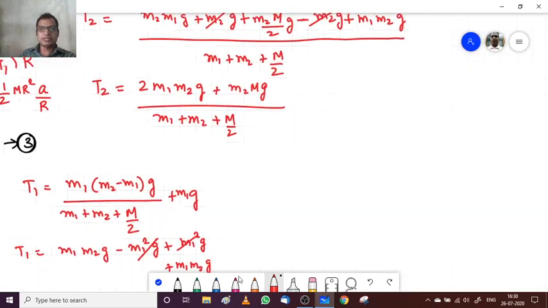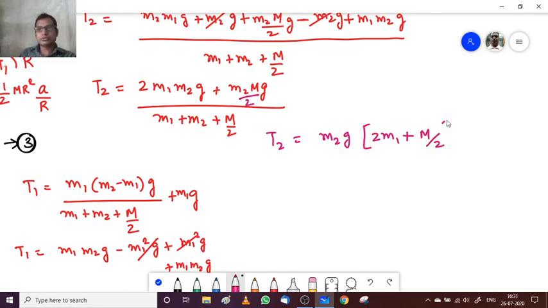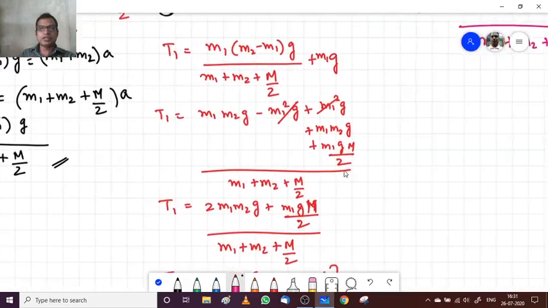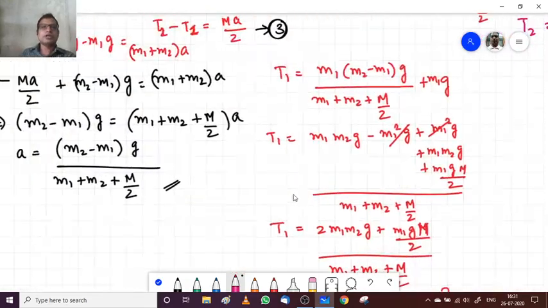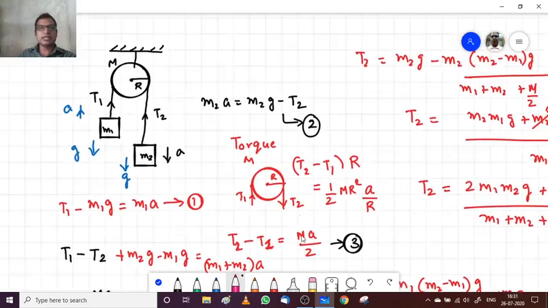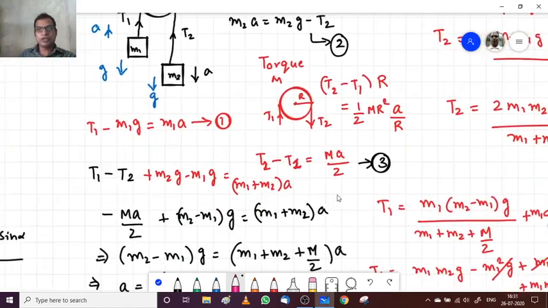And I say that my tension T2 is nothing but, I can take out M2G common, and I say this is 2M1 plus M by 2. I think we missed that one, yeah, M by 2. Then it is going to be M1 plus M2 plus M by 2. All right. So this is how we can find the tension in the system where the mass of the pulley and the radius of the pulley are significant. So this is how we evaluate.